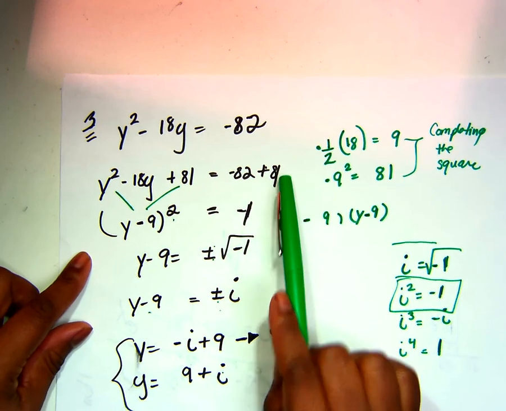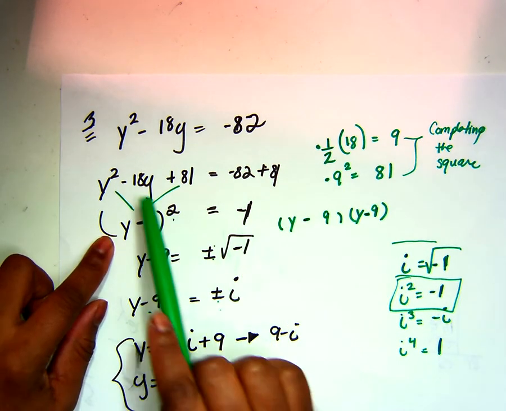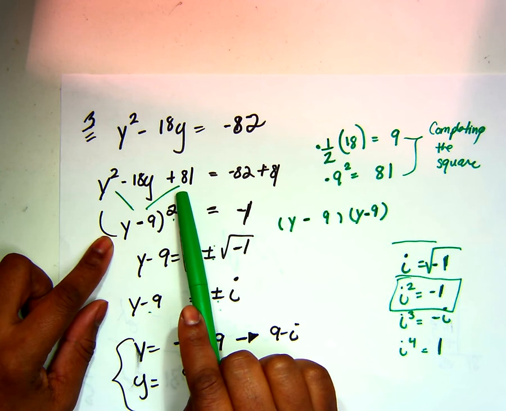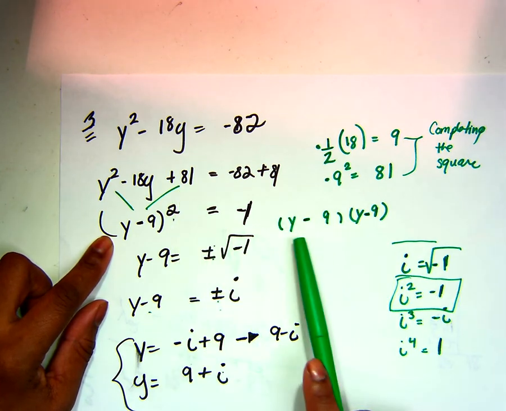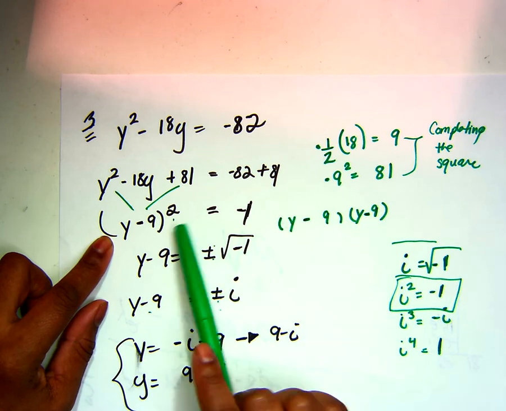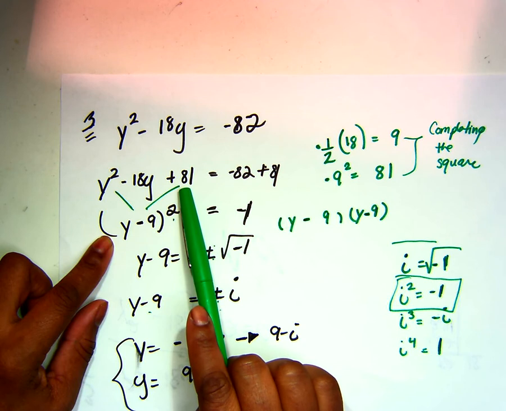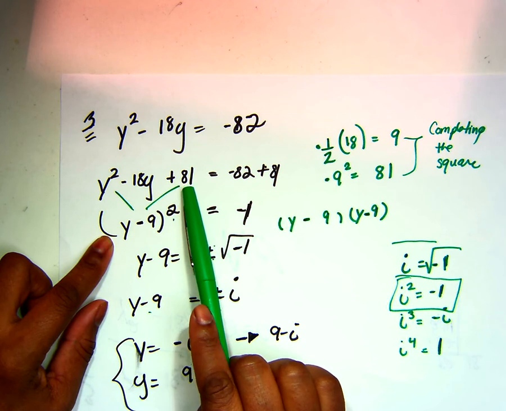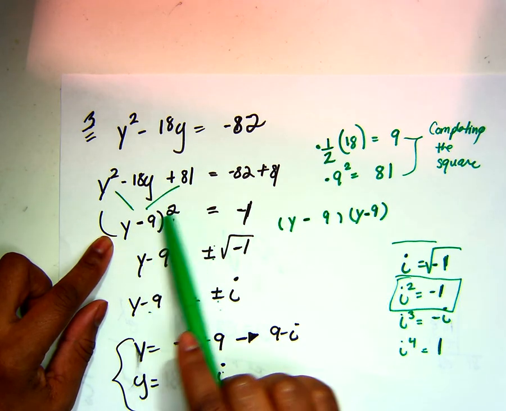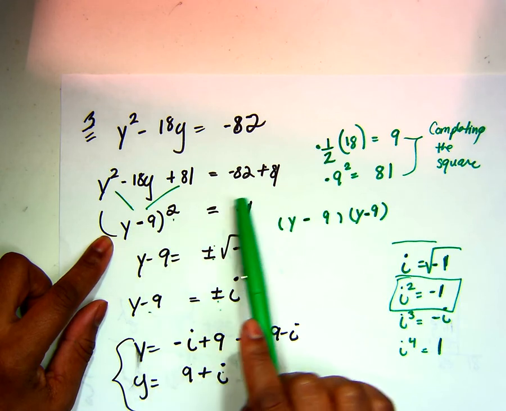Negative 82 plus positive 81 is negative 1. But this right here on the left hand side, I can factor that trinomial into a binomial. So that binomial now is y minus 9 and y minus 9. Because it's 2 of them, that's why it's squared. Here's a little hint. 81 is a perfect square, which is 9 times 9, and then 9 plus 9 is 18. So that's how I knew it was going to be y minus 9 squared.